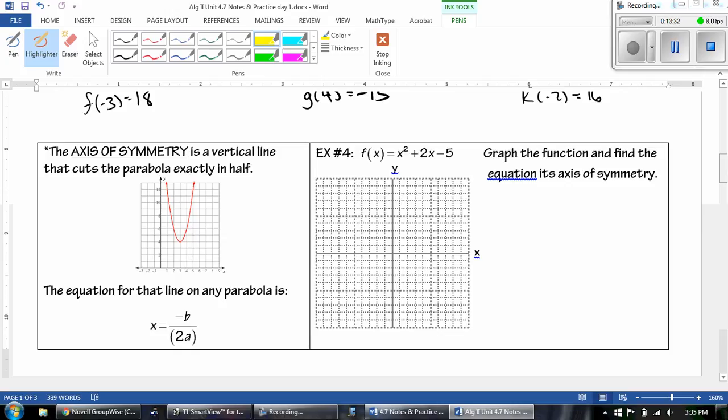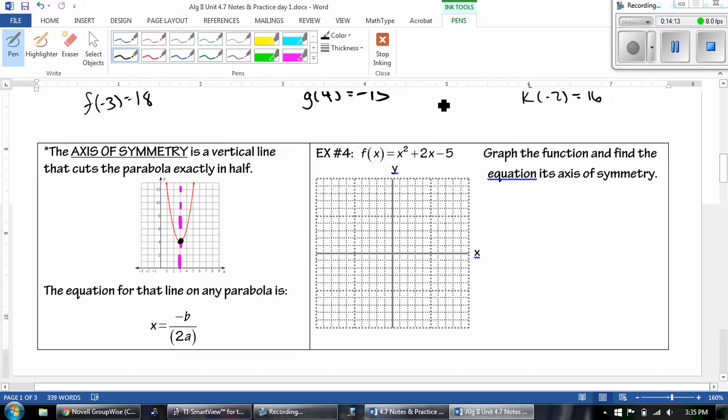Okay, so what I'm doing is I am looking for where I can draw a line, and this line goes directly through the vertex. Okay, so here's my vertex right there. That line cuts it exactly in half, which means I could fold it up. They call it axis of symmetry because the line of symmetry is where you can fold something directly in half and both sides are the same. And of course the equation of that is the same equation as your x value in the vertex.